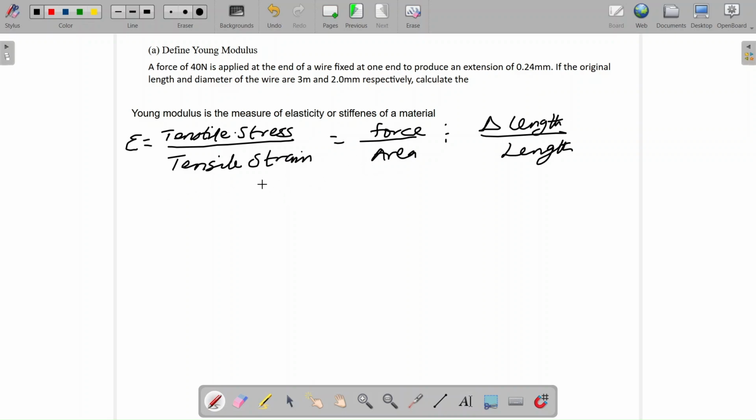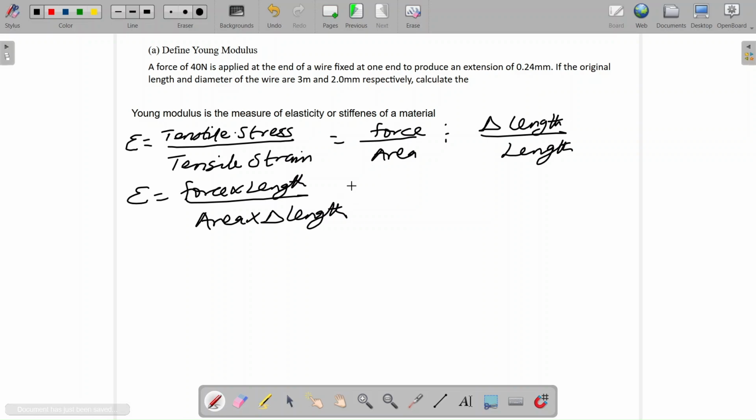if you were to rearrange it, your E would be force times length divided by area times change in length. So that is the rearrangement, that is FL over A change in length. So the question now is calculate the stress of the wire. That is question one, stress of the wire.